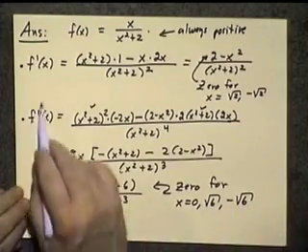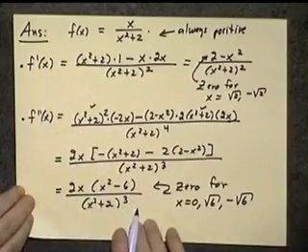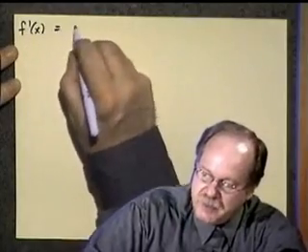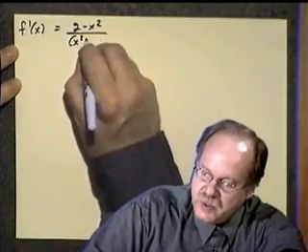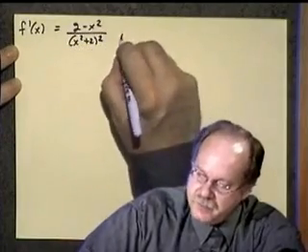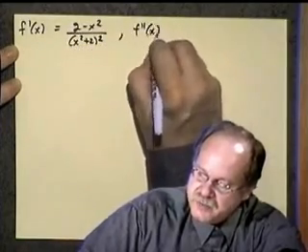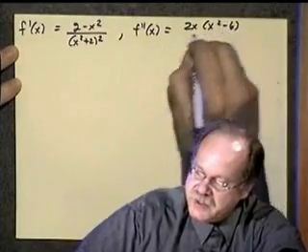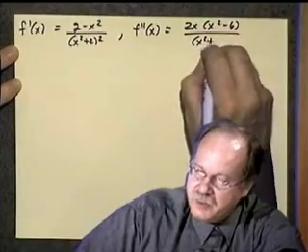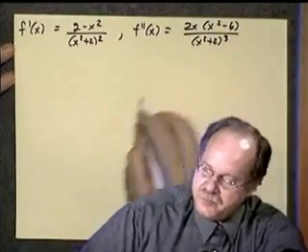And let's go ahead and use these two tools to examine the graph of the function in the way we've been doing previously. So let me rewrite these up here. F prime of x is 2 minus x squared over x squared plus 2 quantity squared. And the second derivative is, from the other page, 2x times x squared minus 6 over x squared plus 2 cubed.